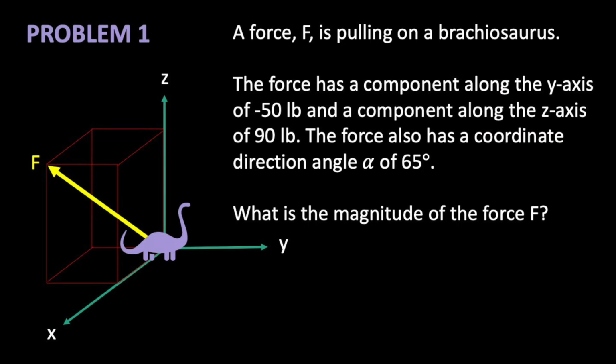Problem 1. A force F is acting on a brachiosaurus. The force has a component acting along the y-axis of negative 50 pounds and a component acting along the z-axis of 90 pounds. The force also has an alpha coordinate direction angle of 65 degrees. What is the magnitude of the force?